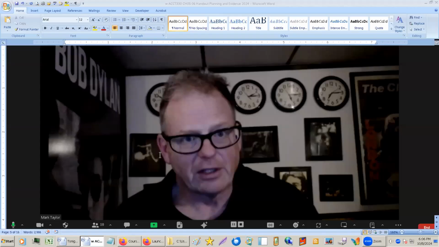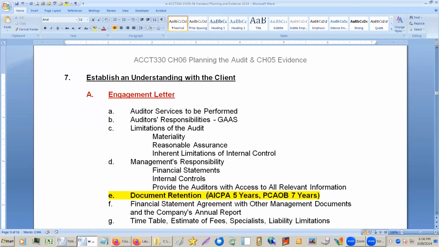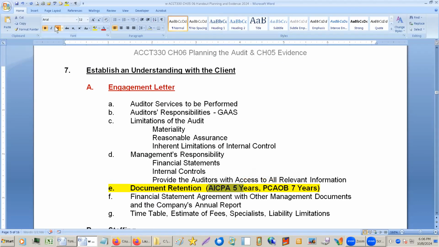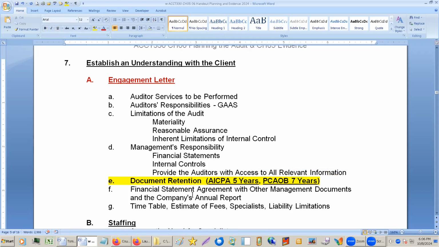Well, that's no longer allowed. Document retention for the AICPA is required to be 5 years. And for the PCAOB, it's 7. And this is kind of to close up that legal loophole and really to hold people more accountable for their audits.